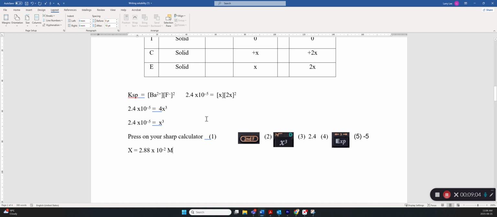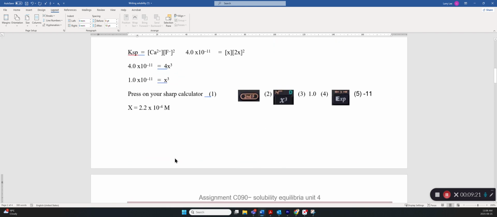Now let's reevaluate the significant figures. There's only 2 significant figures in the Ksp. So what we're going to do is replace this with only 2 significant figures, not 3. So it's 2.9 times 10 to the minus 2.